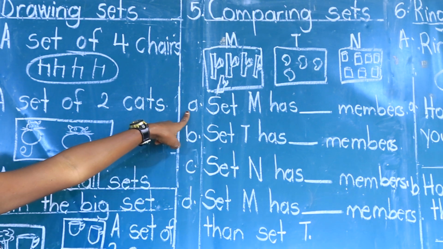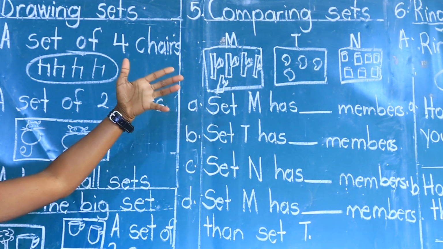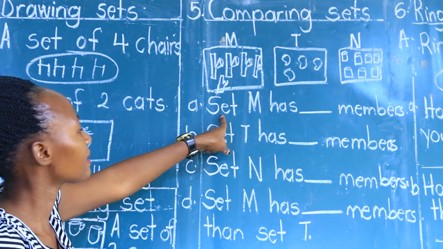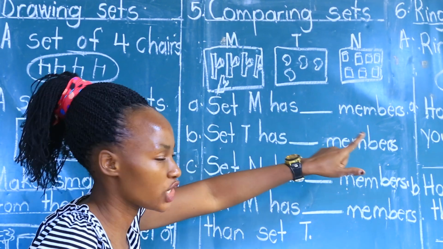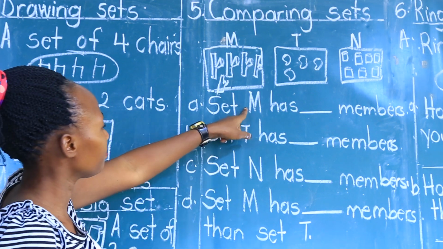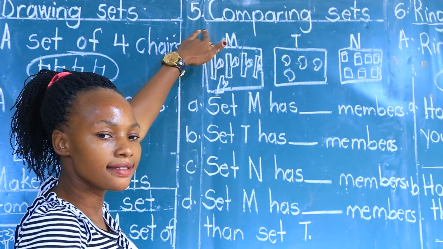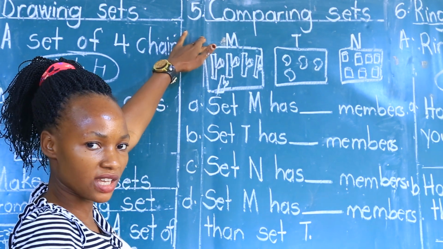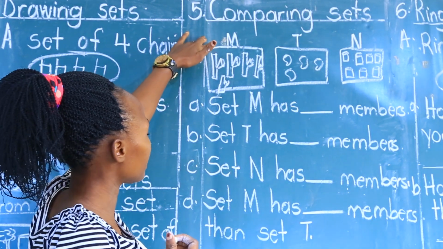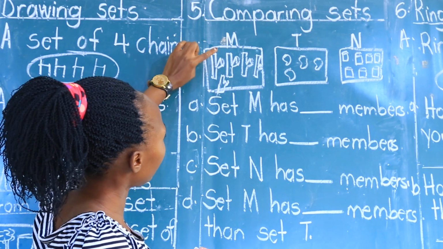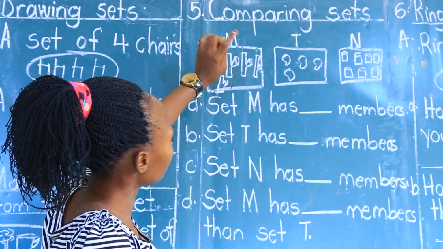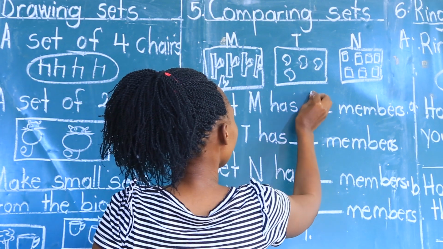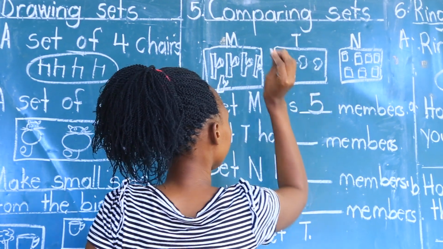We have question 1. How many members are in set M? Or they asked us that set M has dash members. I touch on set M. Meaning that I have to count the members which are in set M. Let's count them. 1, 2, 3, 4, 5. Set M has 5 members.